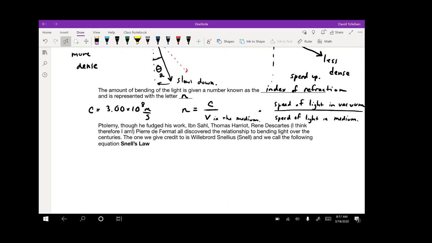A lot of people discovered this law before, but the one we give credit to and the one whose name gets it assigned is this guy called Willebrord Snellius, who's one of my... I just think he has the most Harry Potter name in physics. Don't know much about him, but love his name.